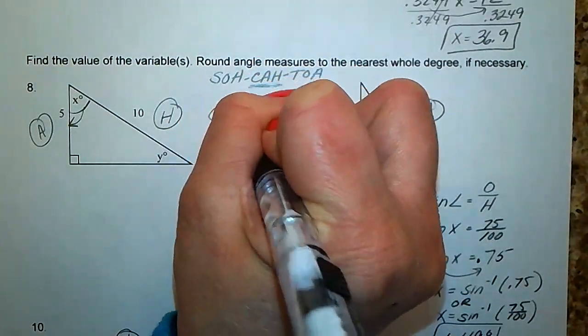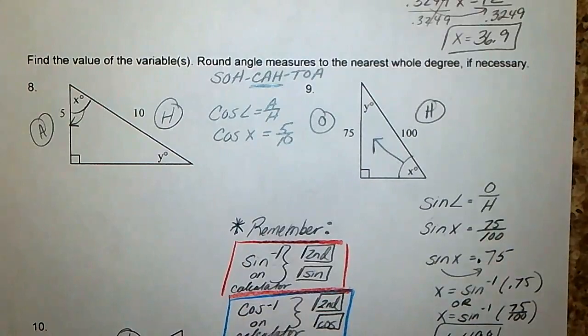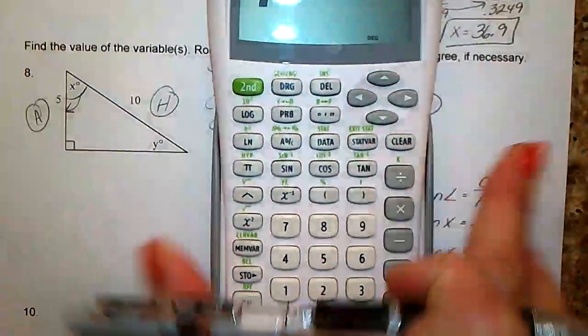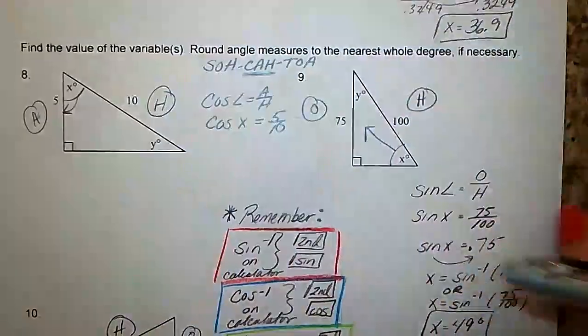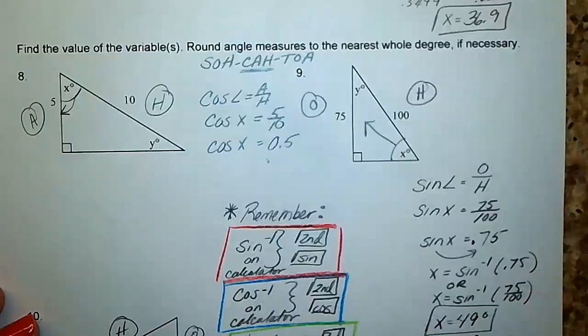So we're going to say the cosine of x is equal to 5 over 10. So what do you do now? Well, we could get 5 divided by 10 in our calculator. We can do that, and that would be 0.5. So we have the cosine of x is 0.5.